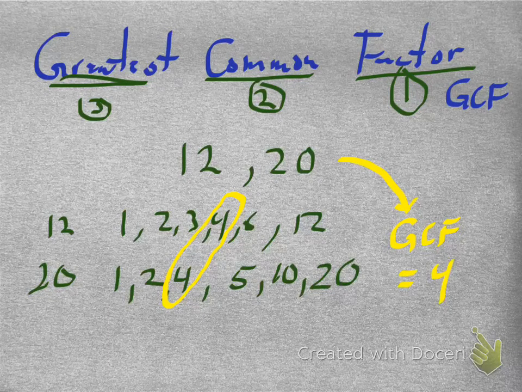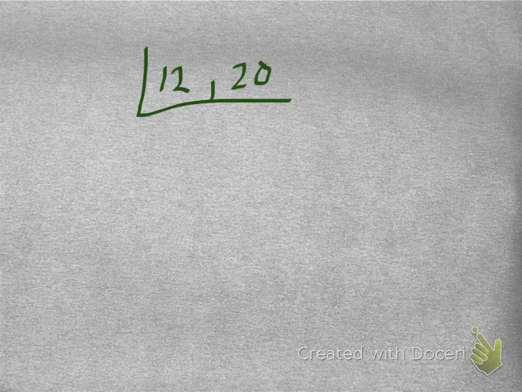But there's an easier way to do this. There is a much easier way to do it, and that involves division ladders. This is definitely my favorite method. So I'm going to write down the same two numbers, 12 and 20. What's an easy number that goes into 12 and 20?